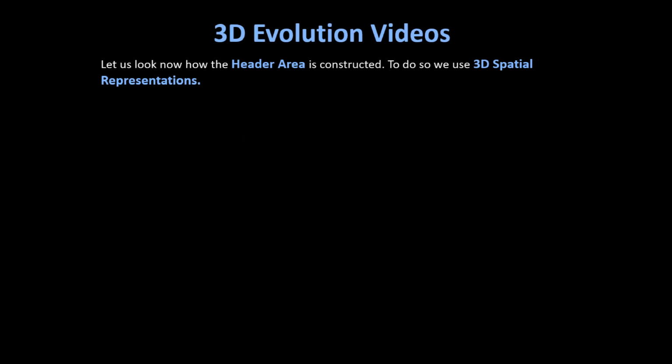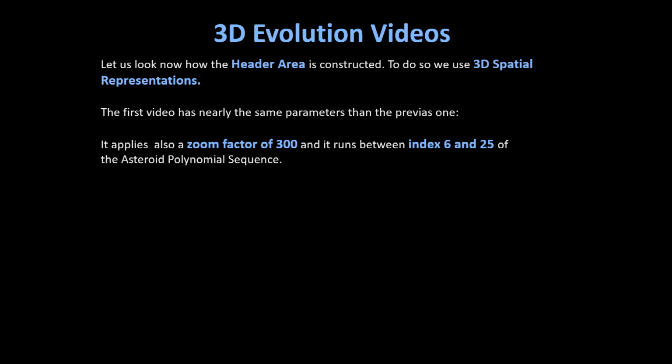Let us look now how the header area is constructed. To do so we use 3D spatial representations. The first video has nearly the same parameters as the previous one. It applies also a zoom factor of 300 and it runs between index 6 and 25 of the Asteroid polynomial sequence.